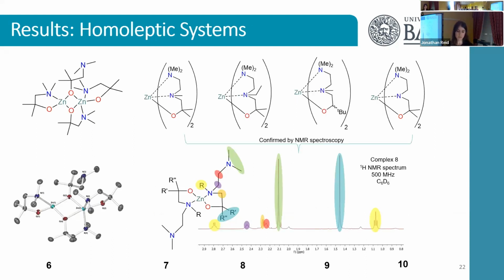For our homoleptic systems, we managed to get single crystal XRD data for complex 6, which is shown to be a 2 zinc-centered system, 1 zinc with a coordination number of 4, 1 with a coordination number of 5. And then for our complexes 7 to 10, we used 1D and 2D NMR spectroscopy to confirm the identity. And we inferred they were this 4-coordinate zinc system, as we have a single ligand environment and no HMDS residual.